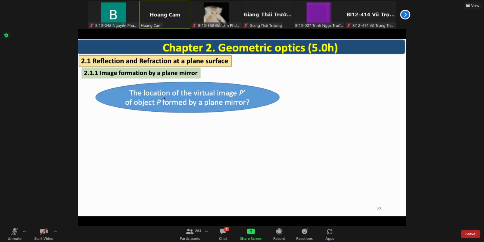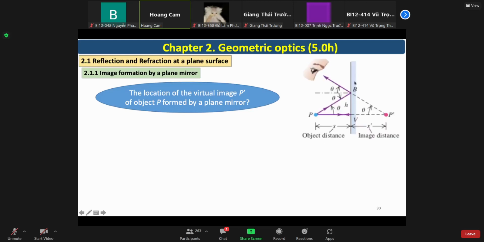So we need to find the location of the virtual image P prime of object P formed by a plane mirror, because what we have here is the case of a plane mirror with reflection. So we need to find that position. So here, object P and the image P prime. In order to find this image, at least we need two outgoing rays.